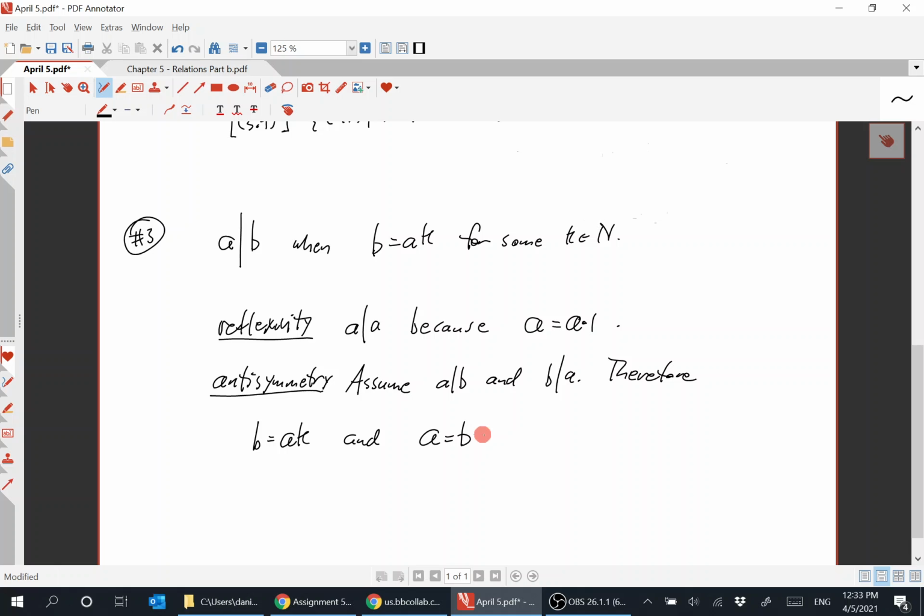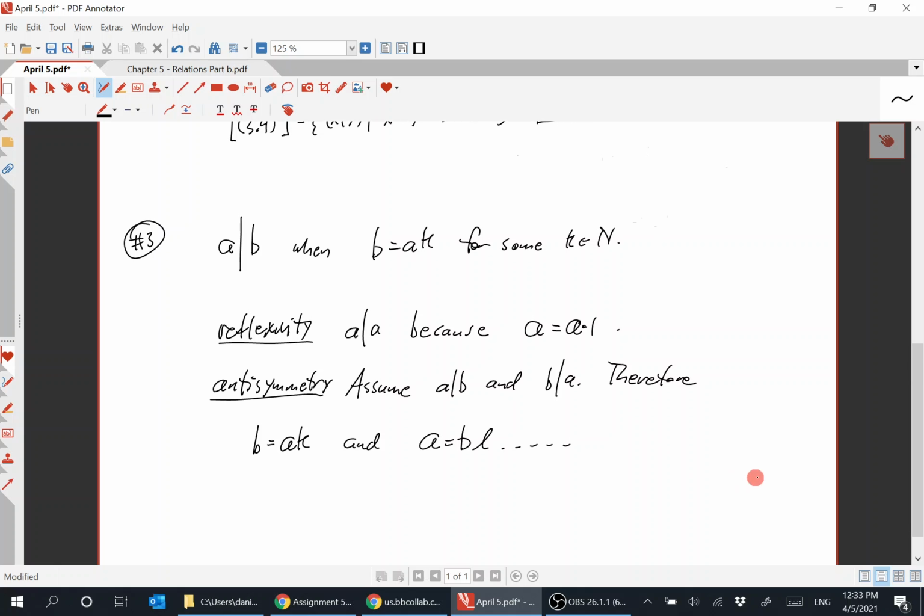L, for some L. So now show that K or L is equal to 1. Right? If you show that K or L is equal to 1, then you're done. Then you get that A equals B.